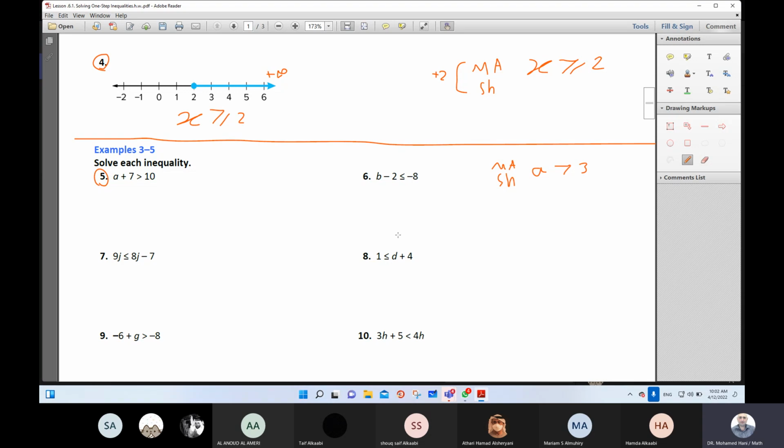Okay, listen to me. To solve the inequality, try to keep the variable alone in the same side. So try to remove this number. To remove 7 from this side, add the inverse. Add -7 here and -7 here. So +7 and -7, 0. It means here A greater than 10 minus 7 will be 3. So the answer of this inequality will be A greater than 3. If we want to write the set of solution, we can write A such as A greater than 3.